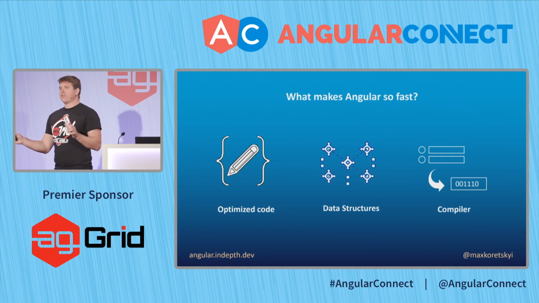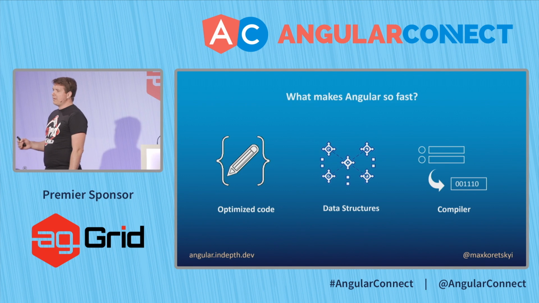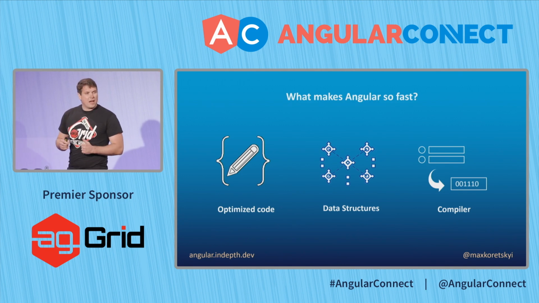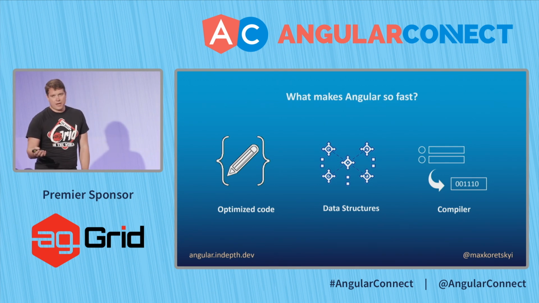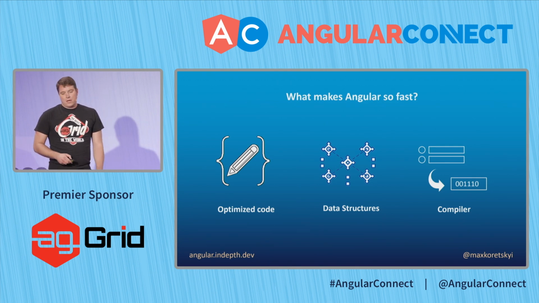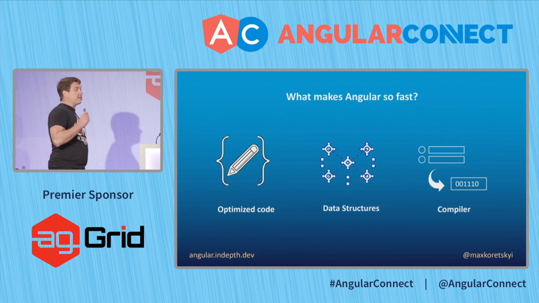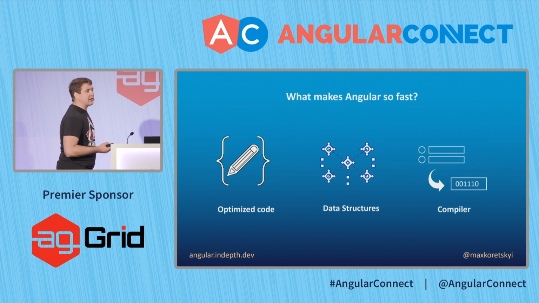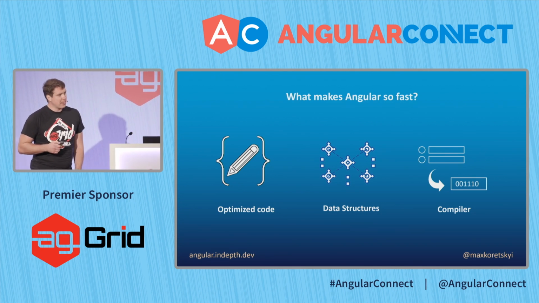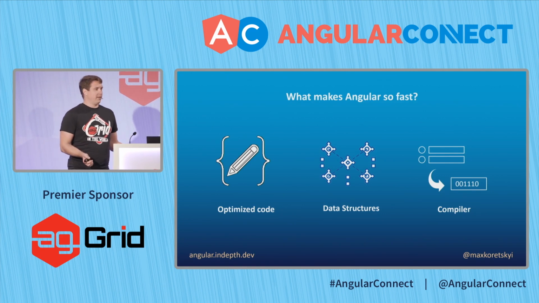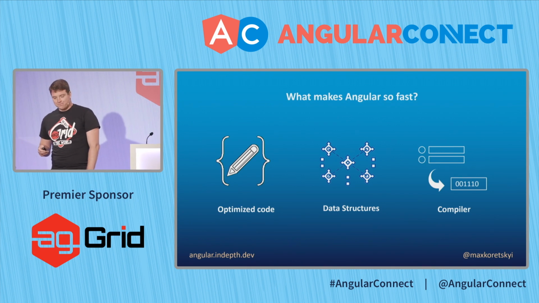Okay, so let's talk about what makes Angular fast. These are the three components that I distilled. You need to write optimized code, the code that is optimized for execution by the virtual machine, V8, usually in Chrome. You need to use correct data structures. Particularly, Angular uses a very interesting kind of data structure known as probabilistic data structures. And you need to have a compiler, right? And as we all know, Angular does have a compiler.